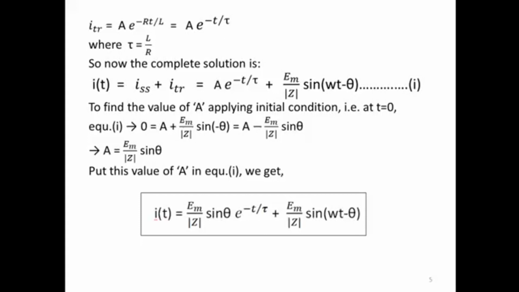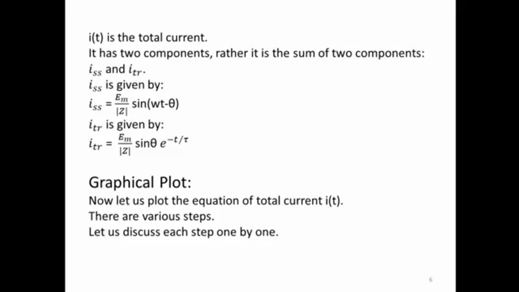This equation, as you can see, is obviously composed of two components. Among these, one is the steady state and one is the transient. Always remember that the exponential component is always the transient component. In this equation, i(t) is the total current, which is the sum of two components, steady state and transient. Steady state component is given by this equation, transient component is given by this equation. You can see in the slide.